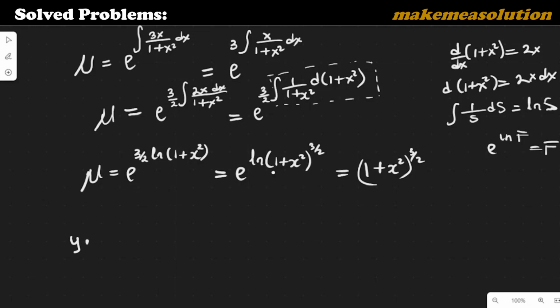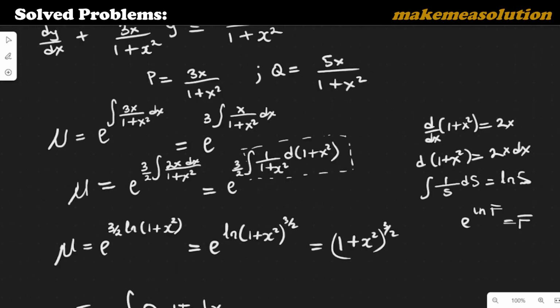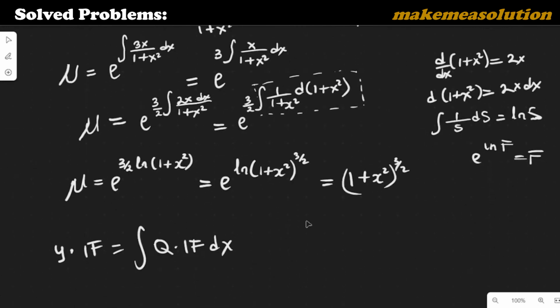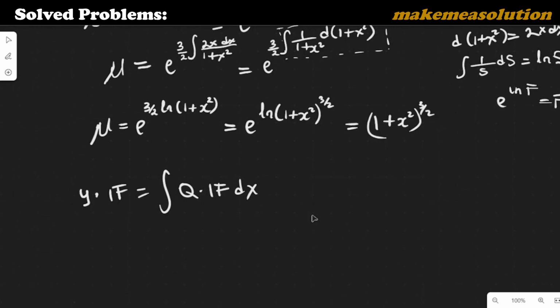That's y times the integrating factor is equal to the integral of q times the integrating factor dx. Okay, so let's just recall what our q is. q is 5x over 1 plus x squared. So let's tackle this problem now.